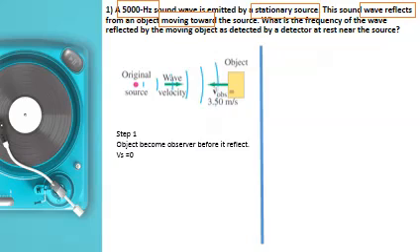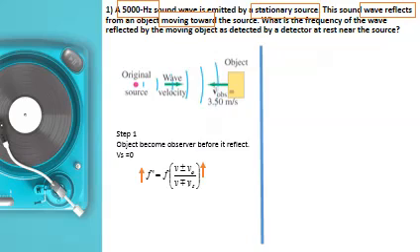Step 1. The object becomes the observer before it reflects, so Vs is equal to 0. Using the same equation, f prime equals f times the bracket of v plus or minus v naught, divided by v plus or minus vs. When an observer moves towards the source, of course, the frequency heard will be larger. So to get a larger frequency, the v naught must be positive.